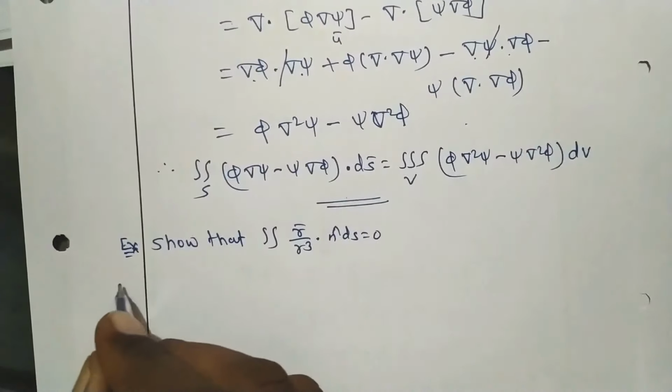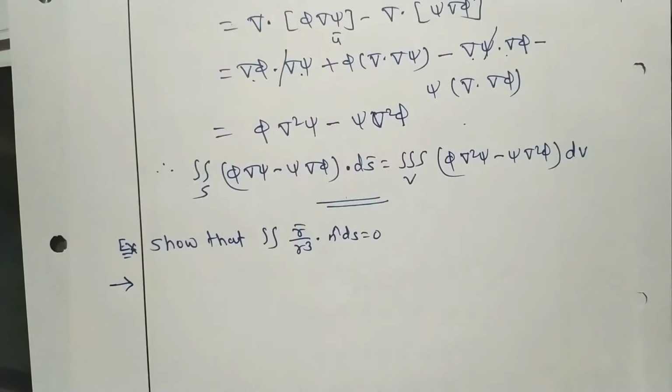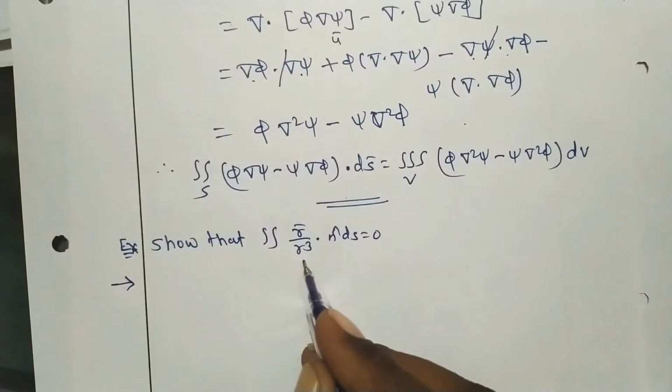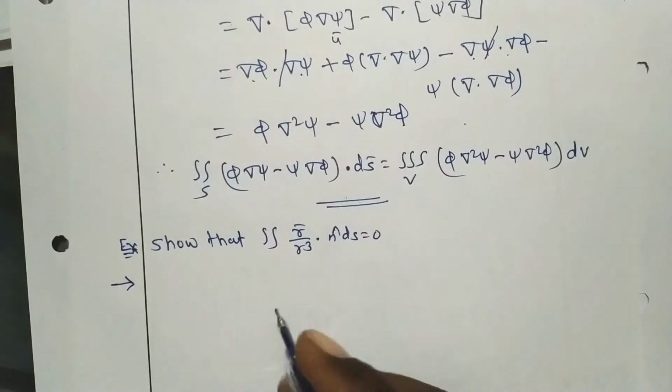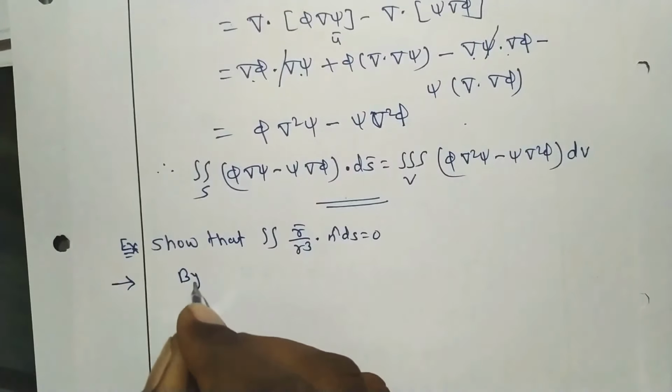So today we are going to take one problem on divergence theorem using identity. So the problem is, show that the double integral of r bar upon r cube dot n cap into ds is equal to 0. So how do we solve this problem?